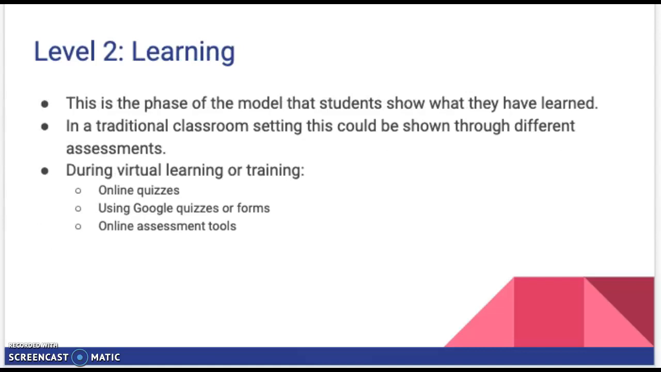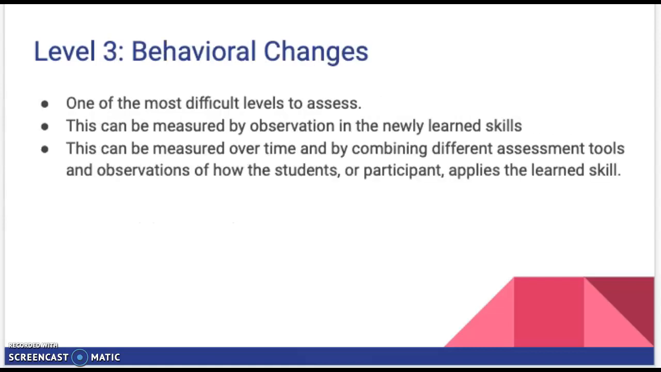The second level is learning. This is a phase in the model that students show what they have learned. In a traditional classroom setting, this could be shown through different assessments like written assessments, presentations, and that can also transition into the virtual learning or training. You can do online quizzes. You can use the Google platform with the forms and the Google quizzes, and then online assessment tools, online presentations, and so forth.